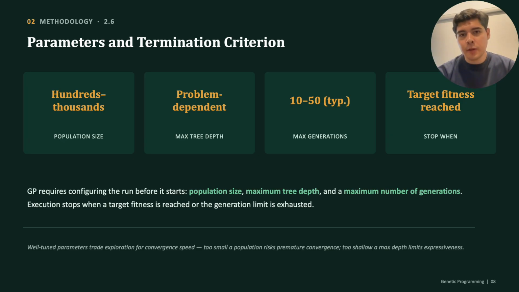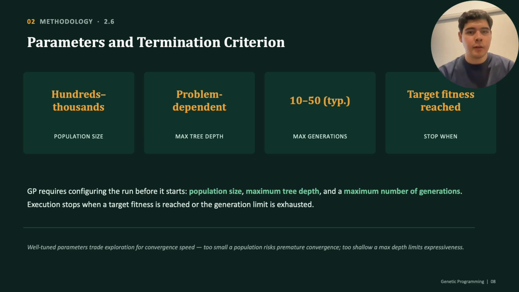Parameters and termination criterion. Before running GP, you have to configure a few key parameters. First, the population size, typically hundreds to thousands of individuals. Then we have maximum tree depth, which depends heavily on the problem. And finally, maximum generations, commonly somewhere between 10 and 50 for many problems, though this varies widely in practice. The run terminates either when we hit our target fitness or when we exhaust the generation budget.